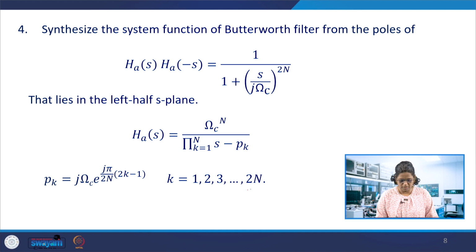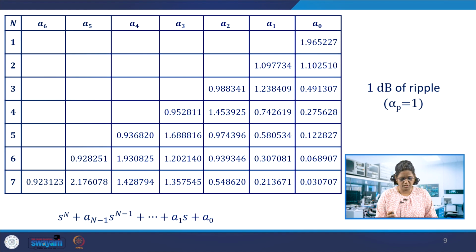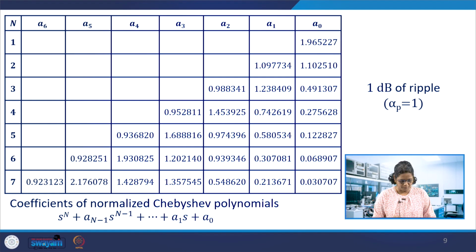So if we vary k up to 2n, you will get all the poles. If the order is 3, then it would be 6 poles you will be obtaining, but for 7, you will be having the poles of 14 in the S plane. So this is the design procedure.